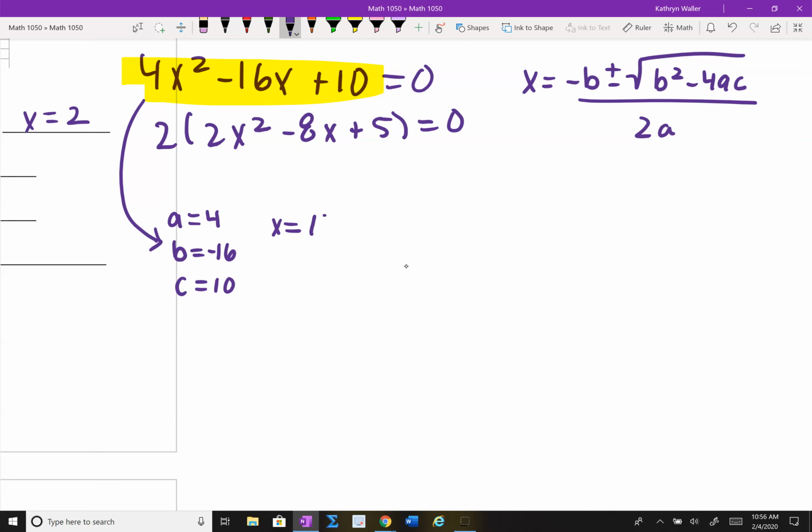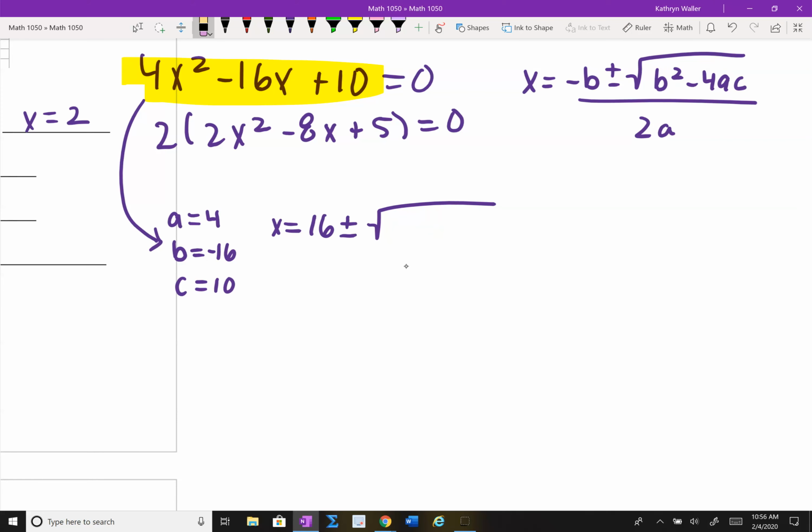That means take your 16 and change the sign. I'm not making a mistake, okay? Square root, negative 16 squared. Do not write it like this. Everybody look right here. Do not write it like that. I don't even want you to write it like that because people mess up on that all the time.